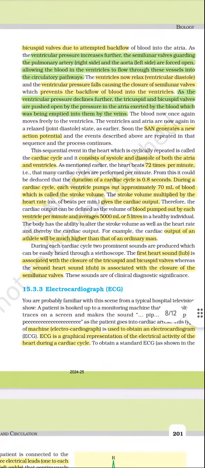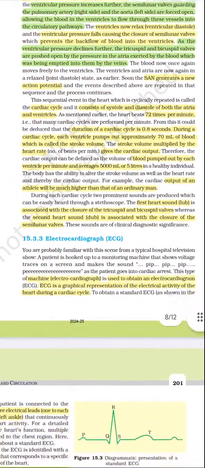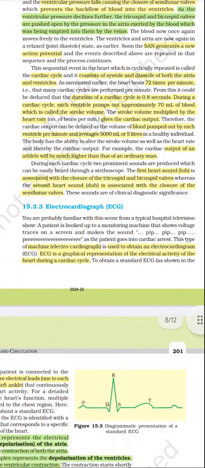The cardiac cycle consists of systole and diastole of both the atria and ventricles, occurring 72 times per minute. The duration of a cardiac cycle is 0.8 seconds. During a cardiac cycle, each ventricle pumps out approximately 70 milliliters of blood, which is called the stroke volume.